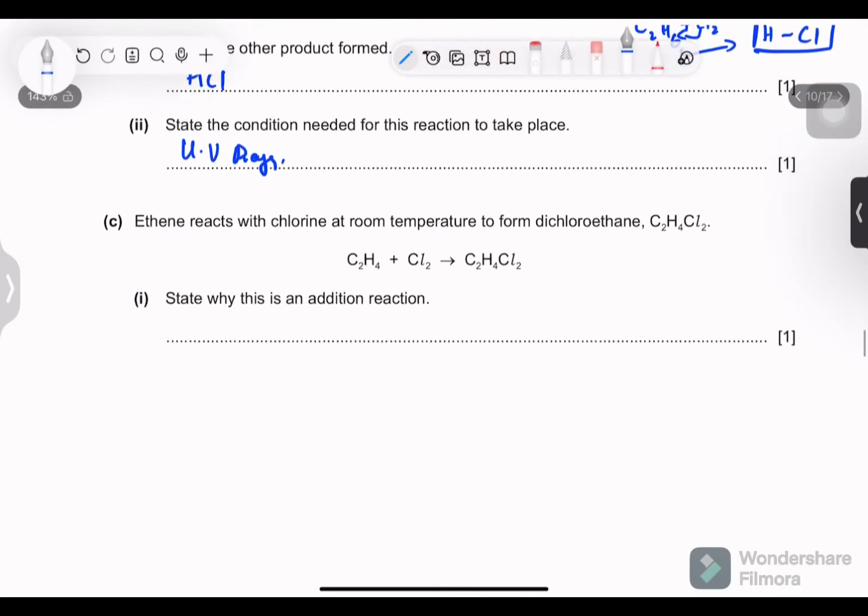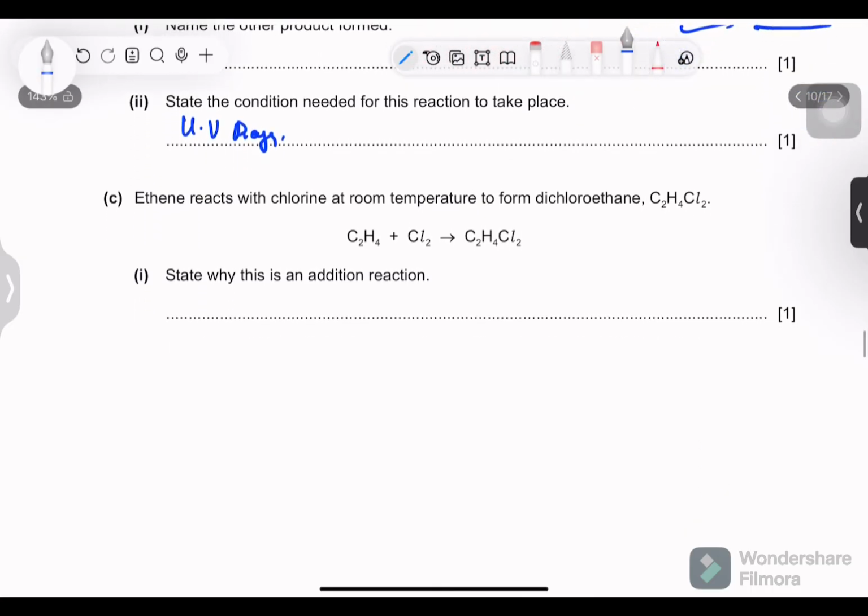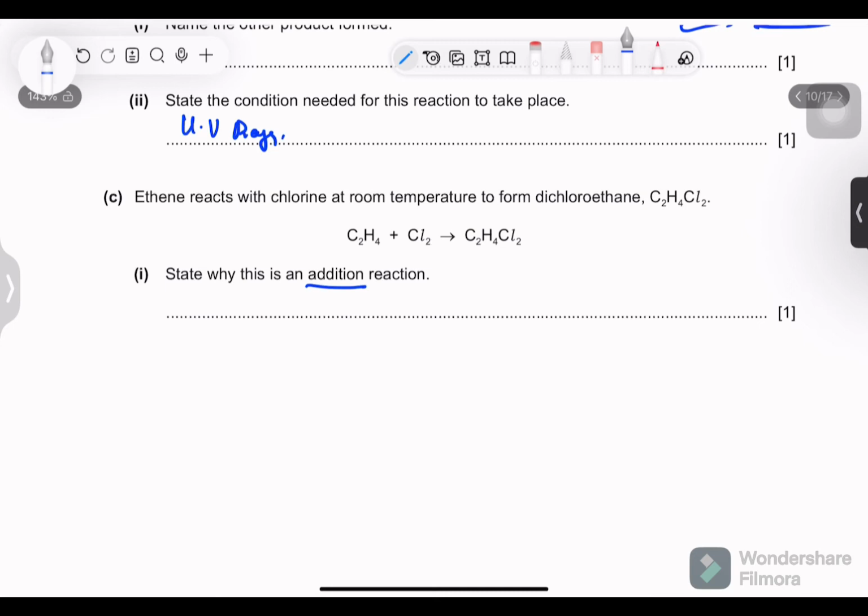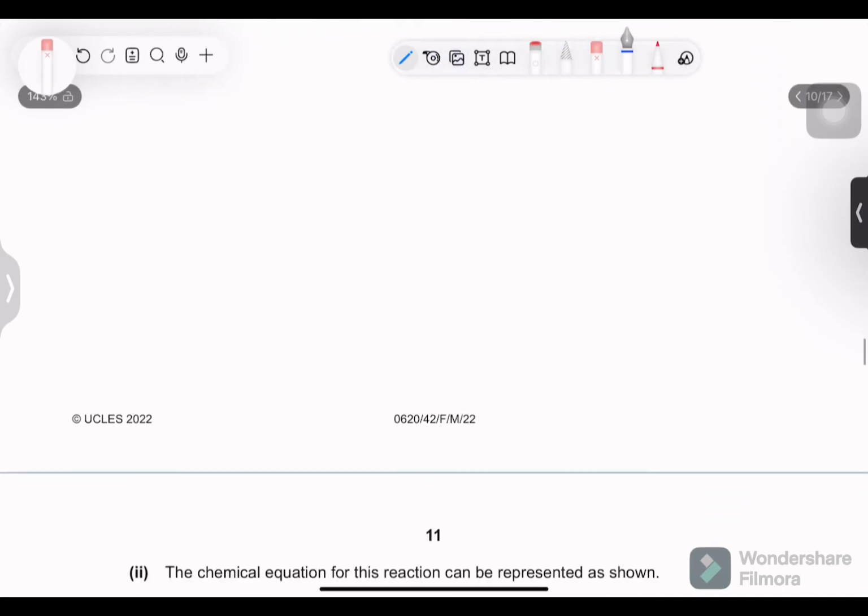Ethene reacts with chlorine at room temperature to form dichloroethane. State why this is an addition reaction. So addition reaction is because only one product is formed. In condensation, when esterification takes place, water is also formed. So that is condensation, polymerization, or esterification.